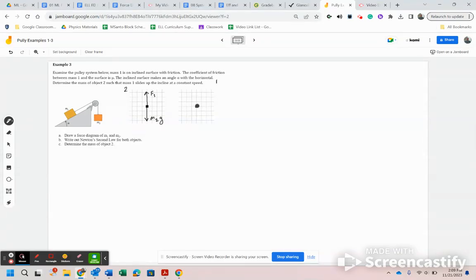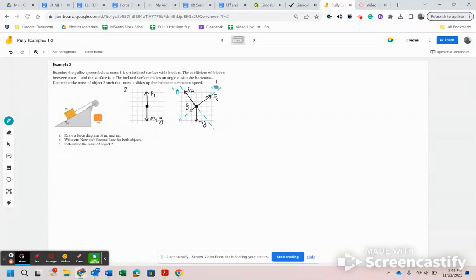And then over here for object number one, we have the string pulling up the ramp. We have the earth pulling straight down. We are going to have friction that is going to oppose the motion. And we have the normal force that is perpendicular to the ramp itself. I'm going to draw in an XY axis in blue to make it nice and clear.